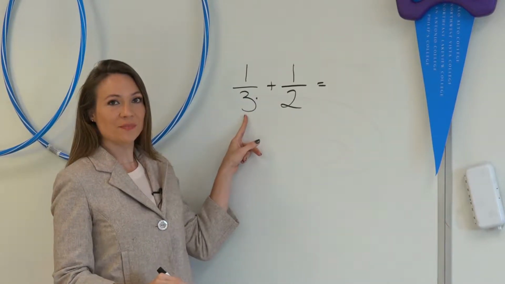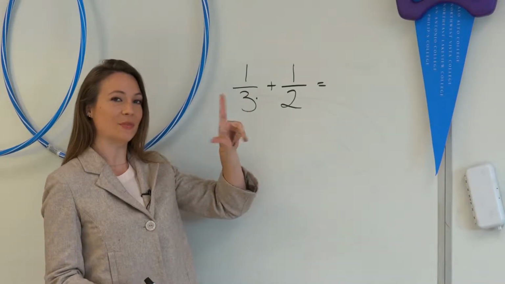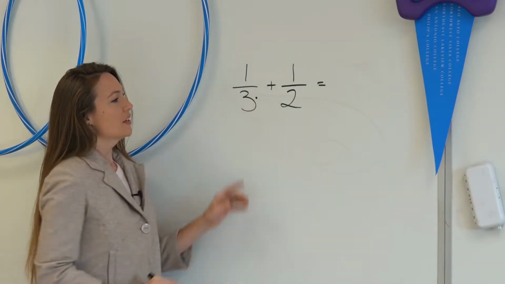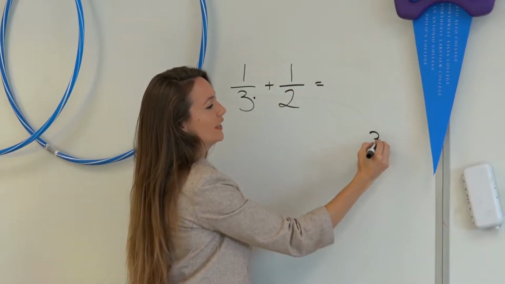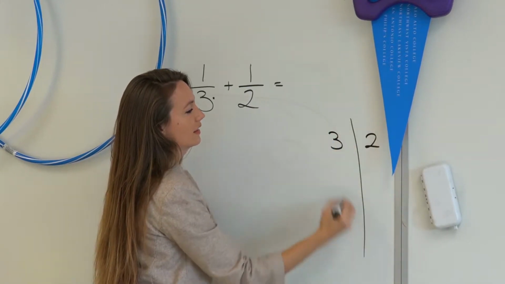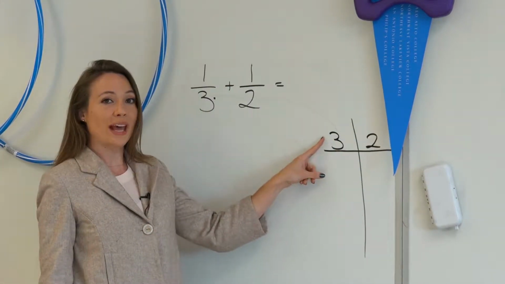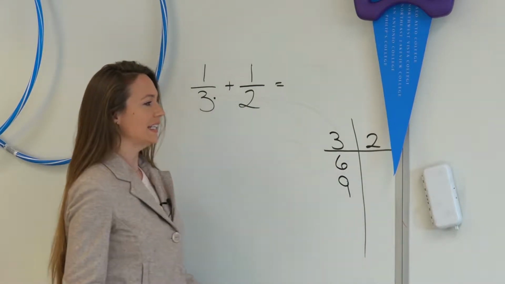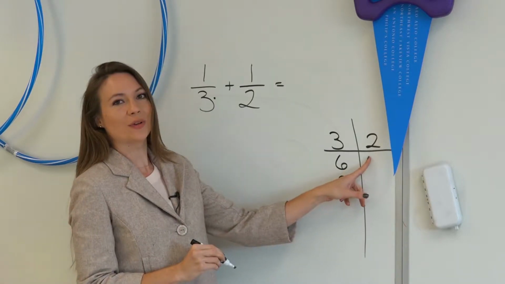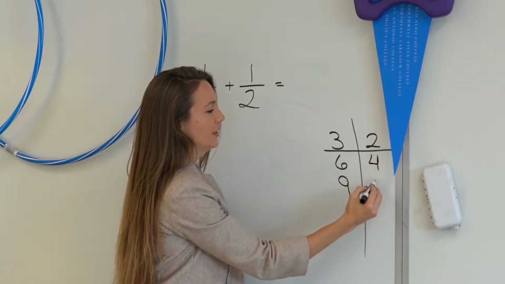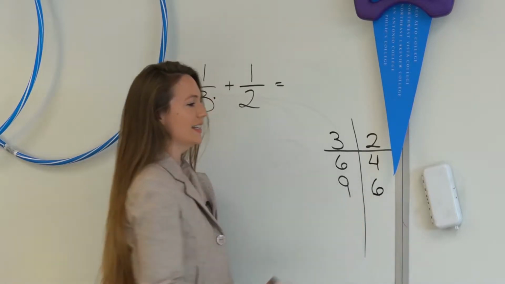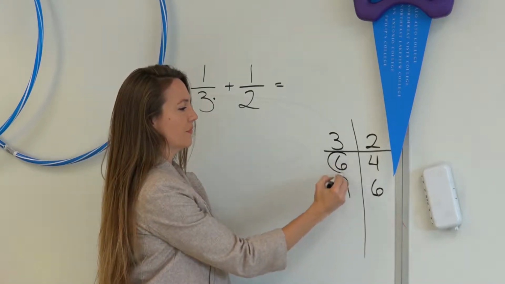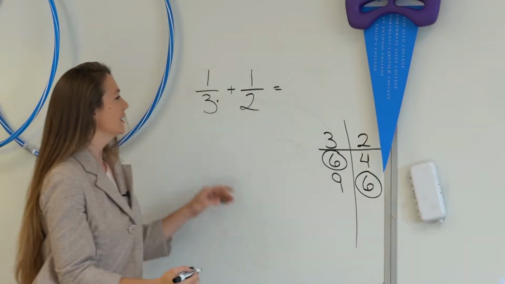The first thing we're going to do, throw up your L's. That means we're finding our least common denominator. So these two numbers, I'll put them over here. And then we'll count by threes: 3, 6, 9. Then we'll count by twos: 2, 4, 6. Let's find the least common denominator. They both have 6 in common.